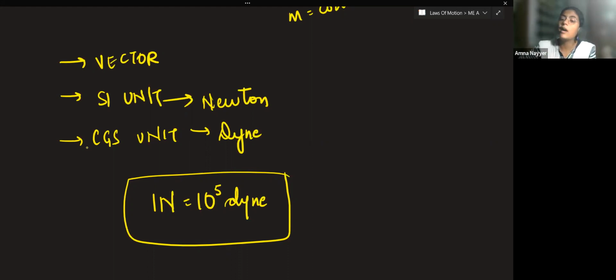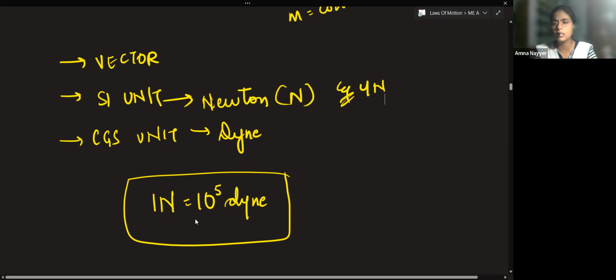But remember, you have to give your answers in SI unit only. So answer in Newton only. And just write capital N for Newton. For example, it's written 4 Newton, a force acting of 4 Newton. So like this, we write it for force. So force is a very important concept. All of you use this term often.